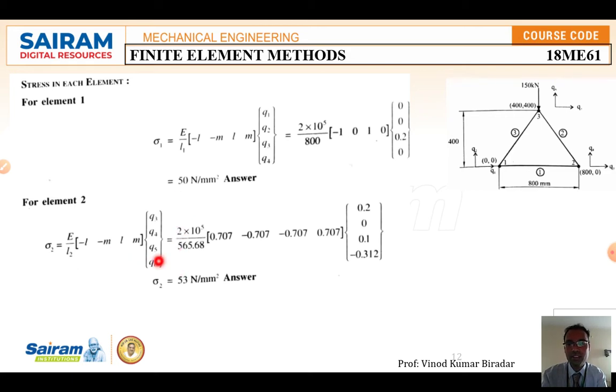Similarly for the second element, the degrees of freedom will change, that is Q3, Q4, Q5, Q6. Substitute these values and do the multiplication, and you are going to get sigma 2 is equal to 53 Newton per mm square for the second element.